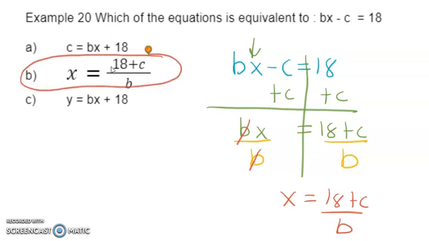Go ahead and try the U-try problem for problem 20, and make sure you go ahead and turn that in when you return to school.